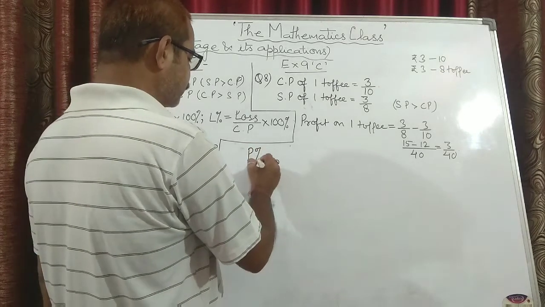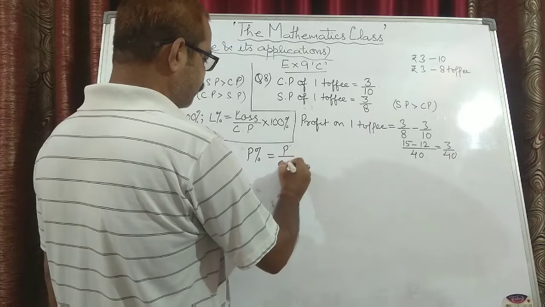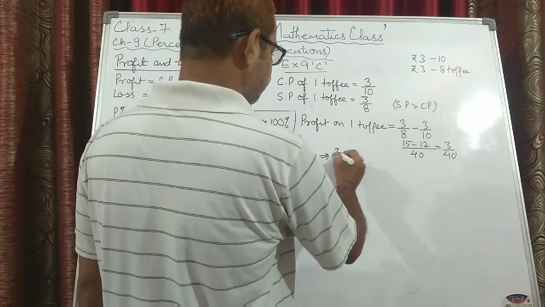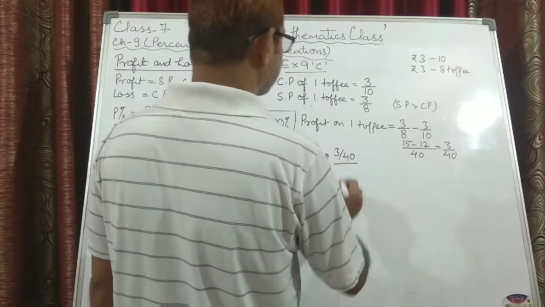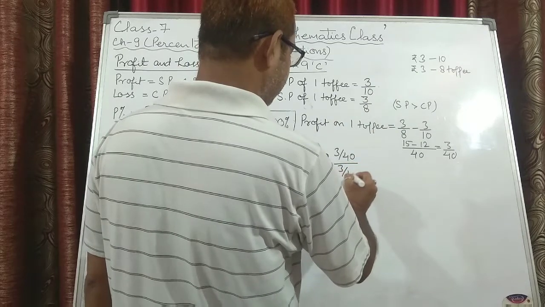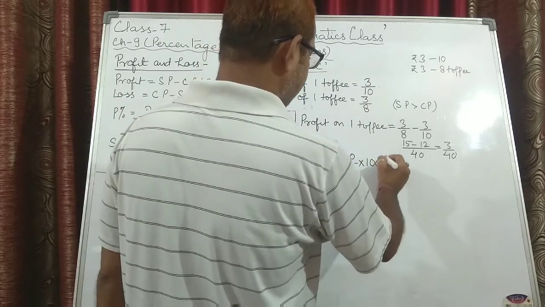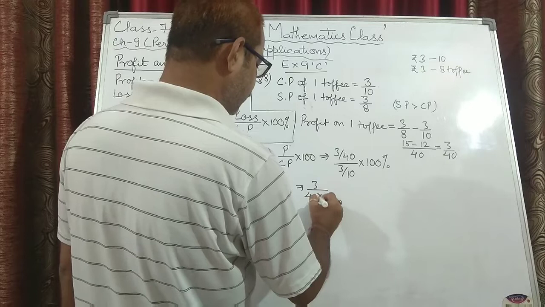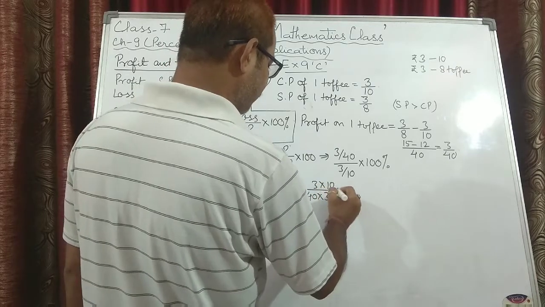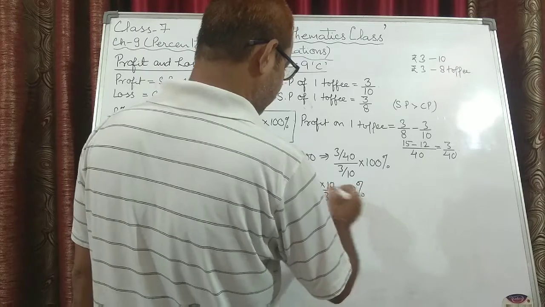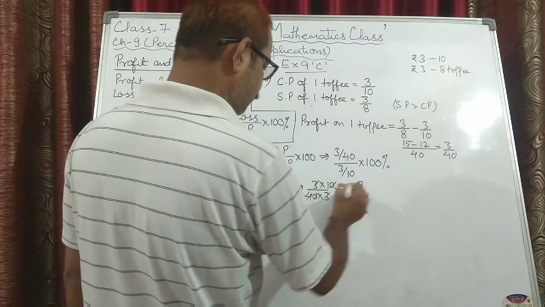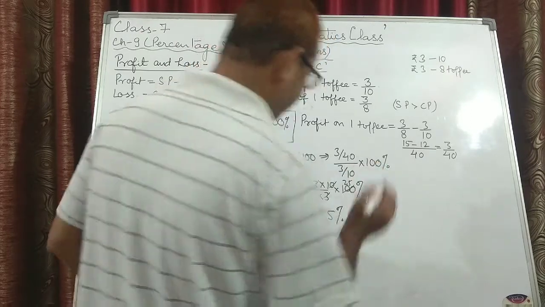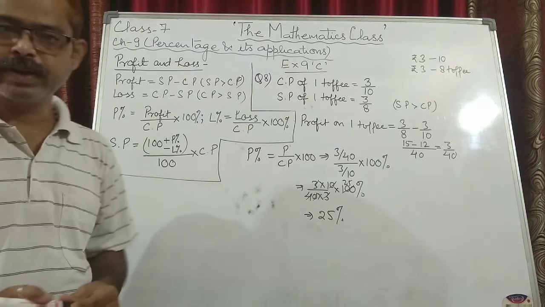So profit percent, we know, is profit upon CP into 100. Profit on one toffee is 3 upon 40, cost price of one toffee is 3 upon 10, into 100%. This can be written as 3 upon 40 into 10 upon 3 into 100%. Zeros cancelled, 3 3 cancelled, 4 25s are 100. So the final value is, her profit is 25%. She is earning a profit of 25%.